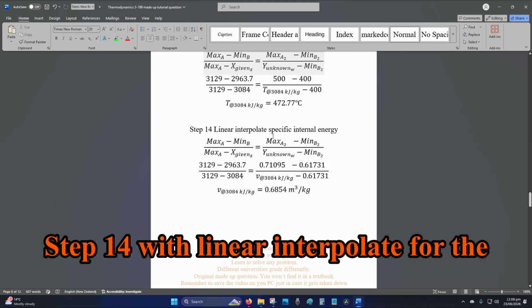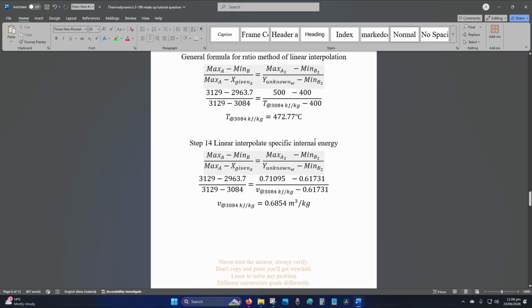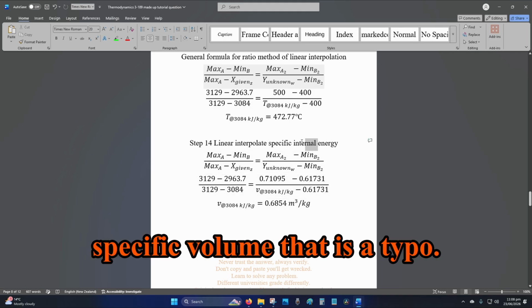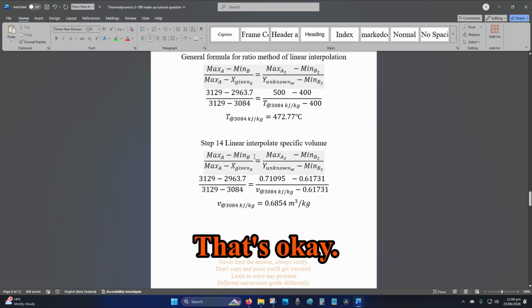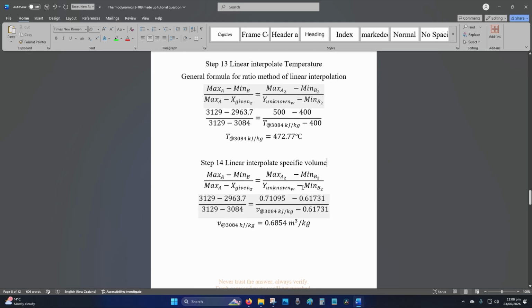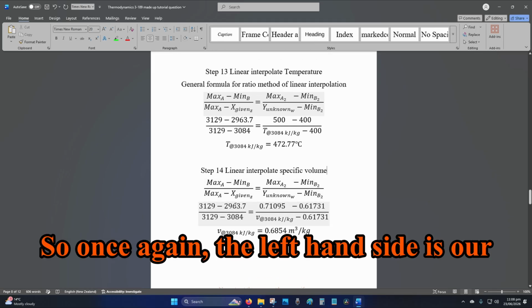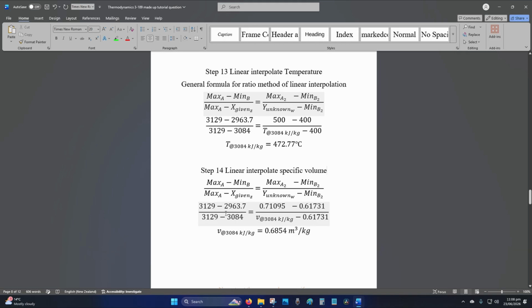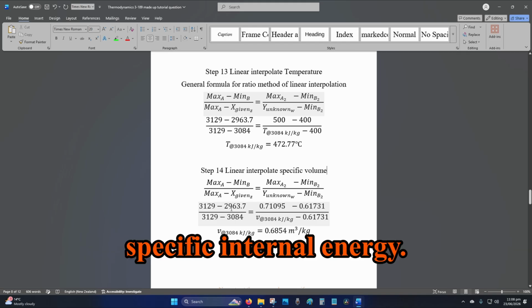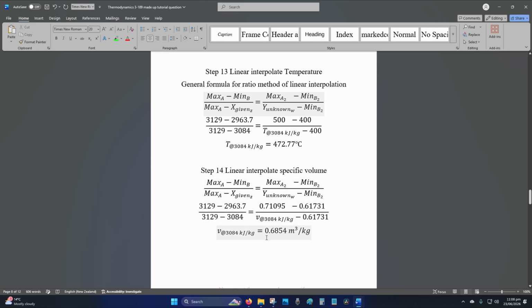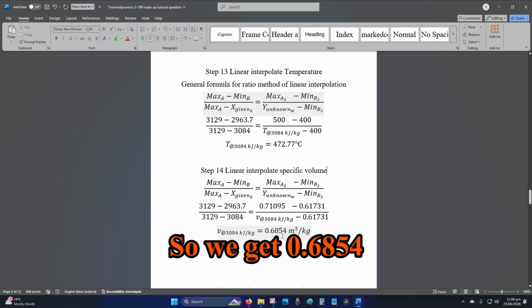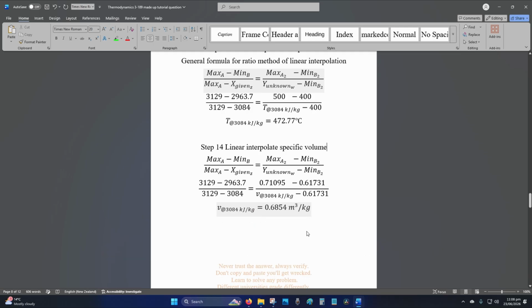Step 14, we linear interpolate for the specific volume. That is a typo. That's okay. So once again, the left-hand side is our specific internal energy, and our right-hand side is our specific volume. So we get 0.6854 meters cubed per kilogram.